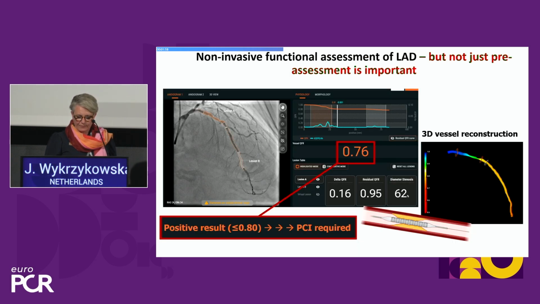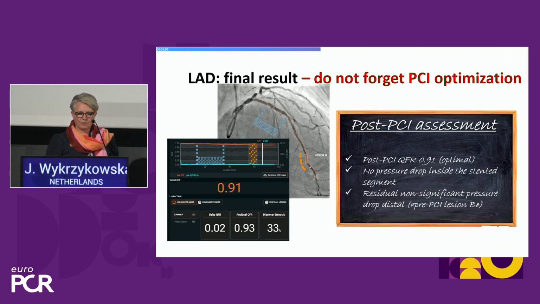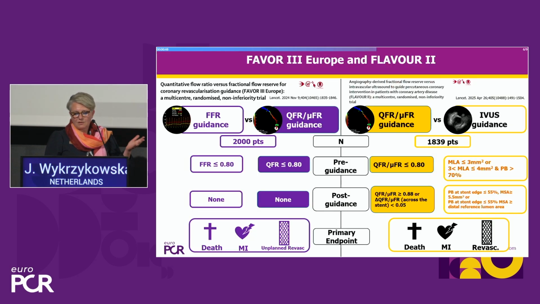What we started with is that it's not only important to assess the lesion as a diagnostic tool to say, yes, I need to put a stent, or no, we don't need to treat, but it's extremely important to actually check your final result. And I can tell you from my own experience that nothing is more satisfying than achieving a value above 0.91 post-PCI and being able to tell the patient that you actually reduced their risk of coming back to the cath lab. And this is now confirmed in the difference between FAVOR 3 Europe and FLAVOR 2.